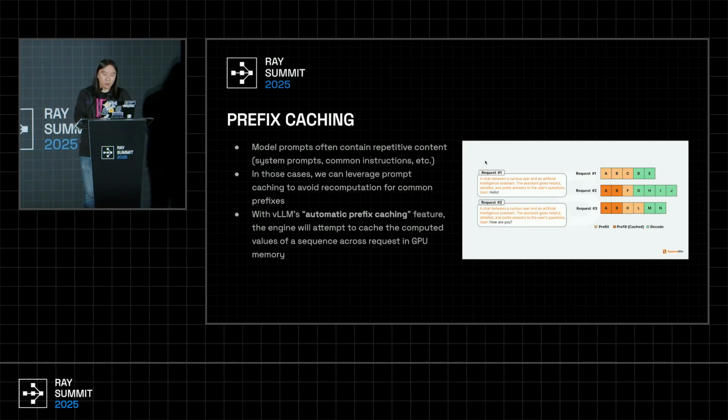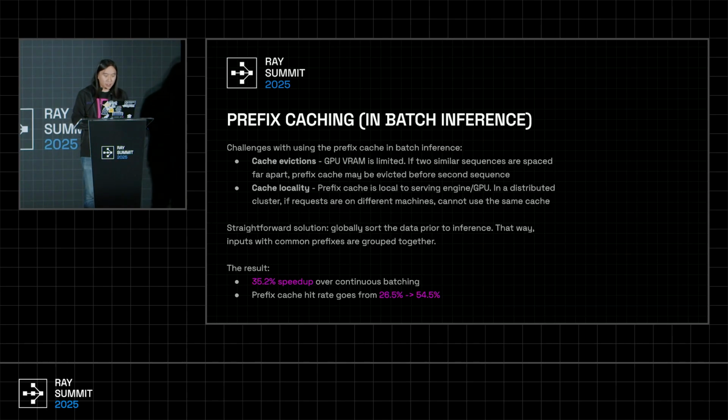And so here's an example where you have 2 requests where much of the requests are the same except for just a little bit at the end. And what you can do here is that on the first request, you do need to compute the prefill step for the entire request. But on the second one, you can actually just leverage the cached prefill instead of recomputing it. So with vLLM's automatic prefix caching, the engine will attempt to cache the computed values of a sequence in GPU memory automatically. But again, there's some work that needs to be done on the Daft side to actually leverage this.